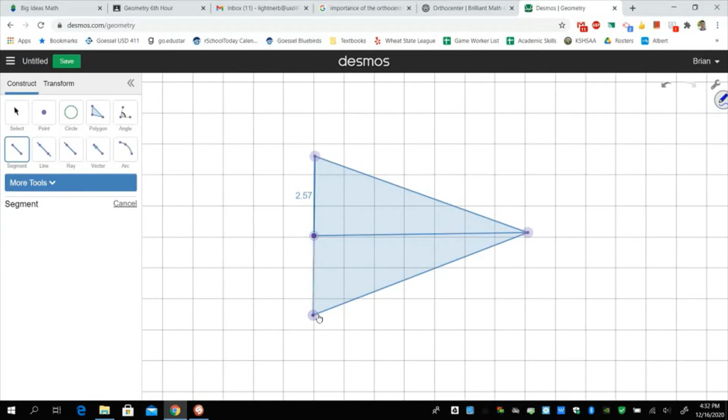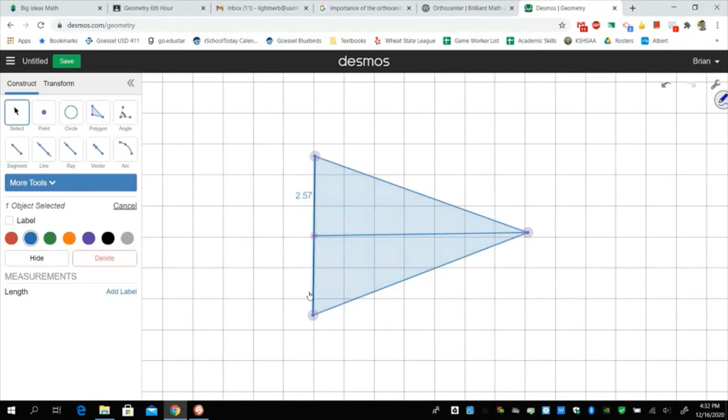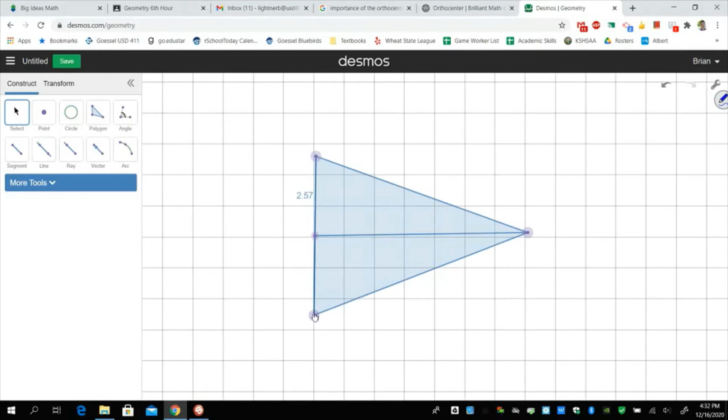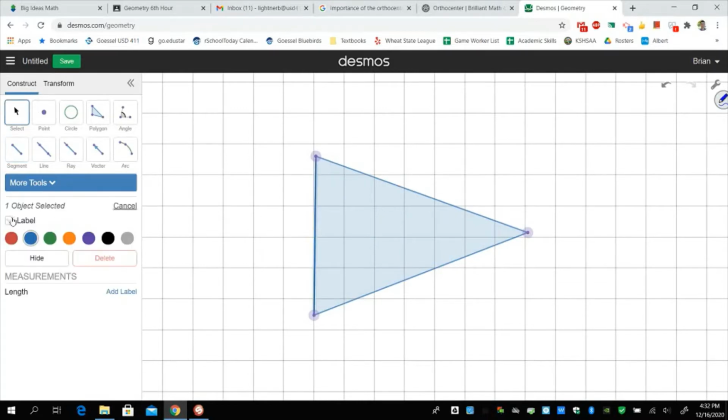Hang on, put that back on there. Okay, something's not working. But this would be 2.57 as well down here. Well, now I did it, didn't I? Sorry, let's get this back here.